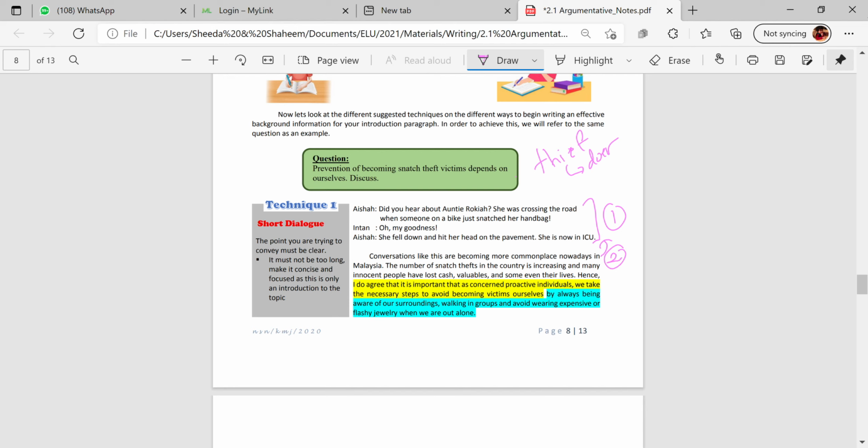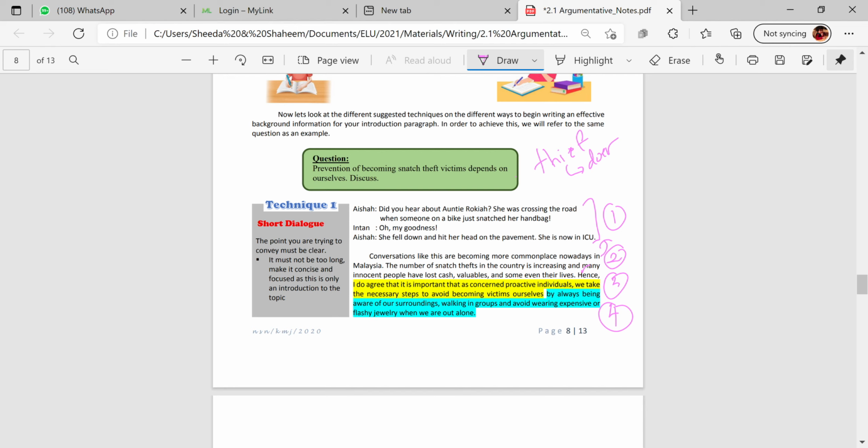And hence, as you can see here, hence, that is a linker. I do agree that it is important that as concerned, proactive individuals, we take the necessary steps to avoid becoming victims ourselves. You enter the stand straight away. And lastly, by always being aware of our surroundings, walking in groups, and avoiding wearing expensive or flashy jewelries. 1, 2, 3. So this is a specific thesis statement, and then 1, 2, 3, 4 parts of an introductory paragraph. As you can see, it's short, short and sweet.